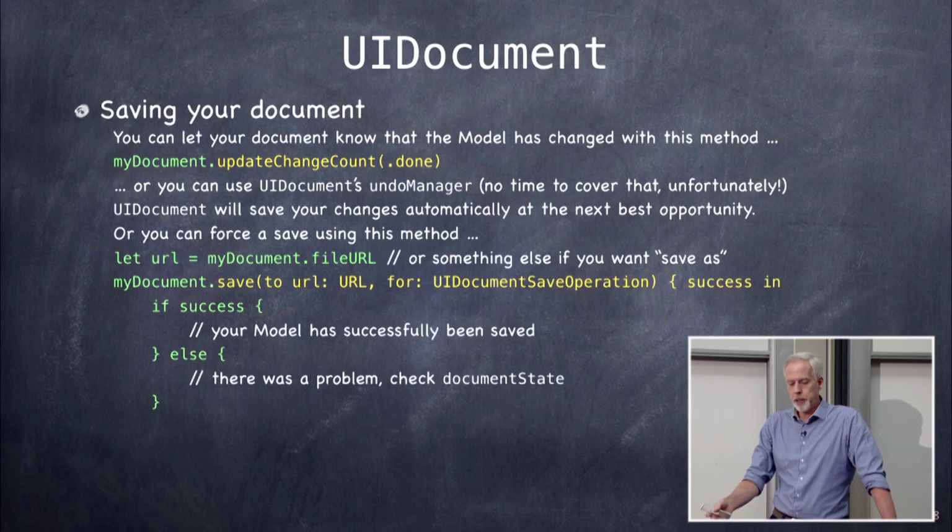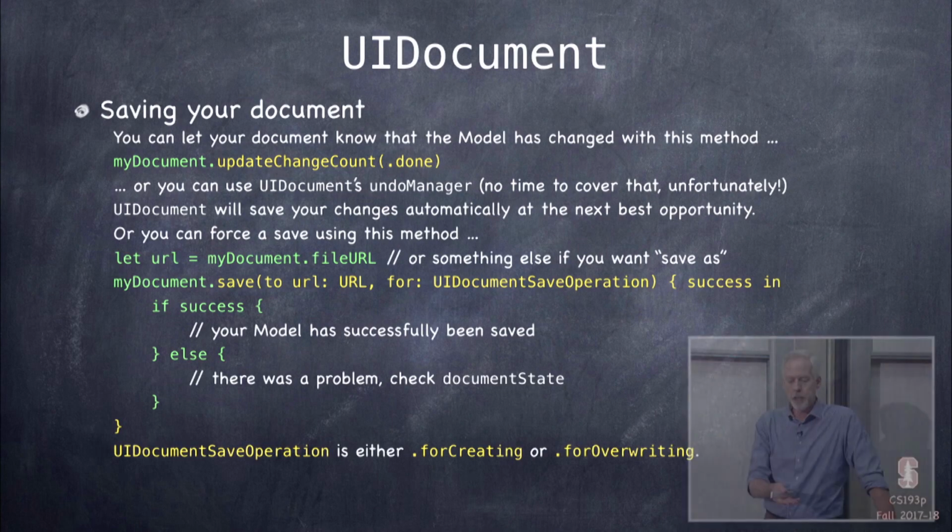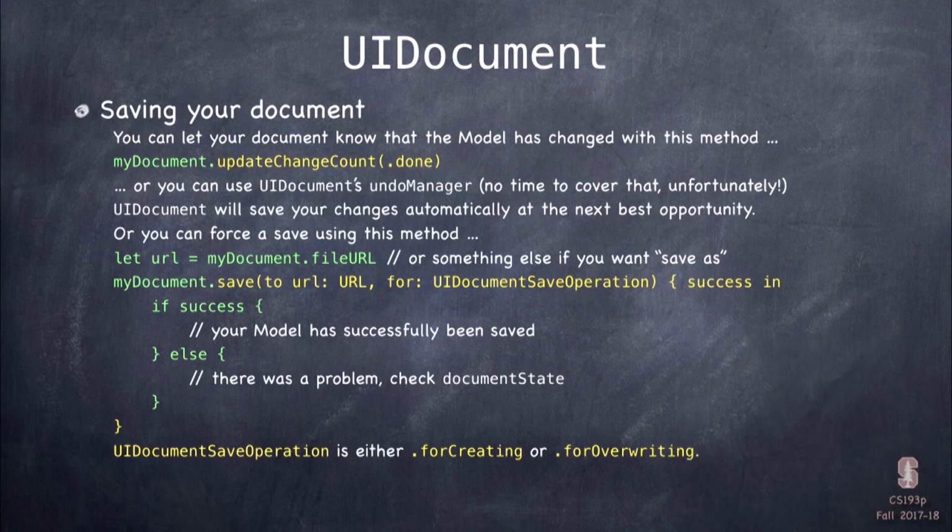If you want to explicitly save, there is a save. The save one is not like open. It actually has a couple of arguments here. The reason you have save to URL is for save as. Okay, because of course the document knows its own URL. That was specified in its initializer, the file URL. So save to URL allows you to save it off to another URL, right, save as.